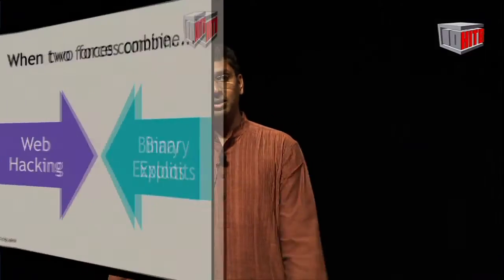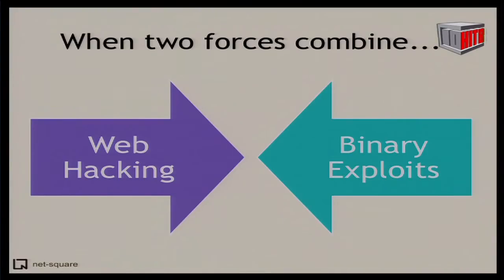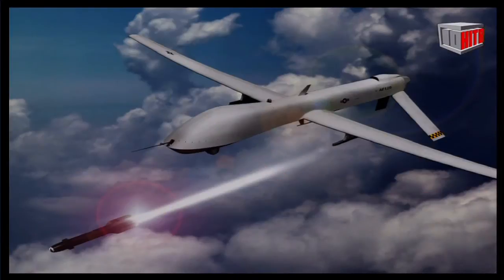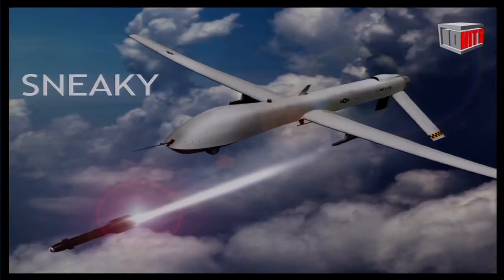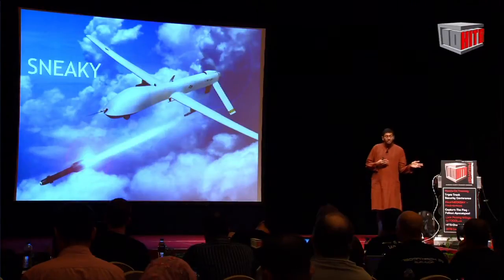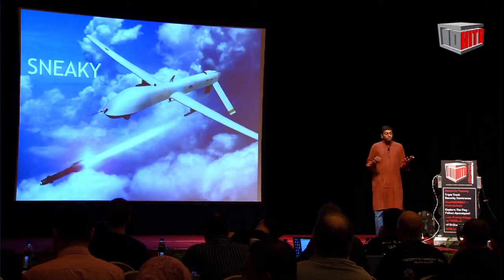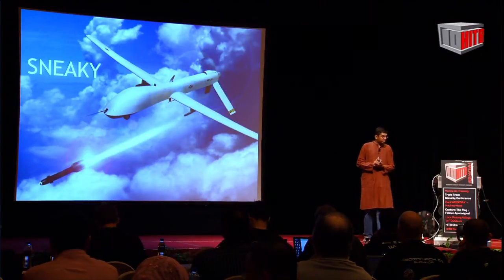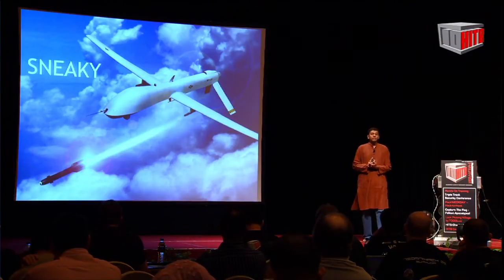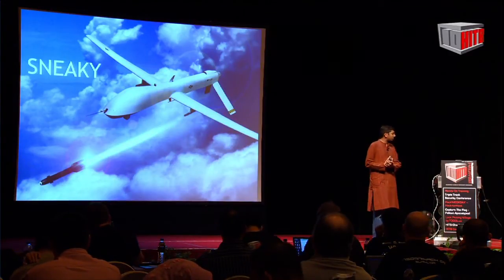So what happens when you combine web hacking with binary exploits? You get a pretty deadly mix. On one hand, you get all the sneakiness of web attacks, because web attacks are really sneaky. You have all stuff going over HTTP, and all fancy stuff running in browsers. And I'm sure this one's going to be especially hard to follow after Jeremiah's talk, because he's already talked a lot about it. And then, with the sneakiness, you also get the lethal weapons with the binary exploits.